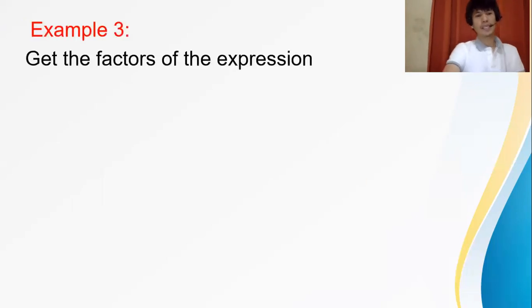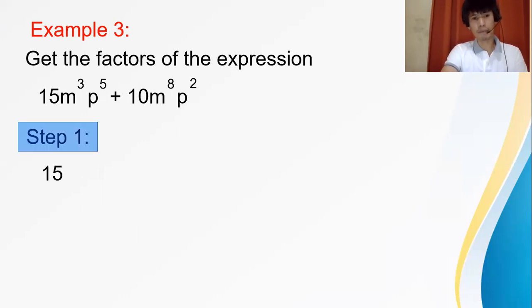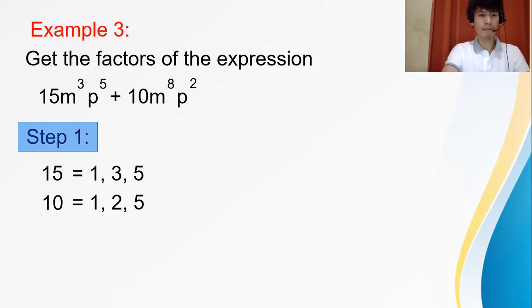Next, number 3. Get the factors of the expression 15m to the third power p to the fifth power, plus 10m raised to 8, p to the second power. Step 1, get the greatest common factor of the numerical coefficients, 15 and 10. The factors of 15 are 1, 3, 5, and the factors of 10 are 1, 2, 5. So the greatest is 5. Therefore, the greatest common factor is 5.